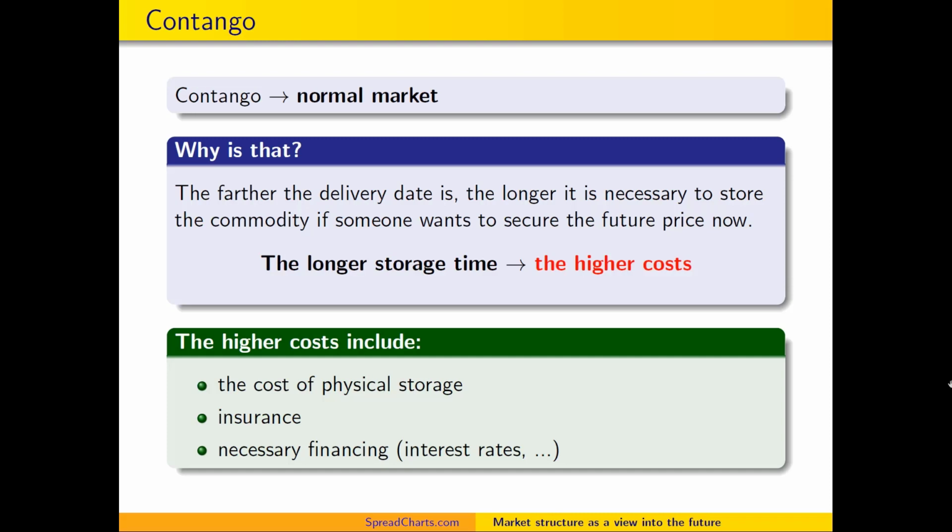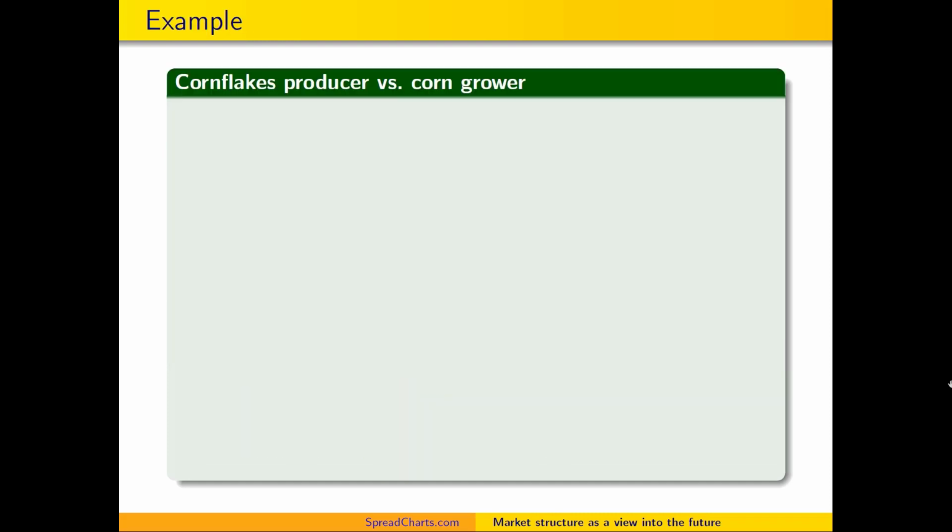And why should someone want to buy a commodity so much in advance? You can see the answer in this slide. The goal is to hedge the future price now. Let's demonstrate it again on an example that you can easily understand.